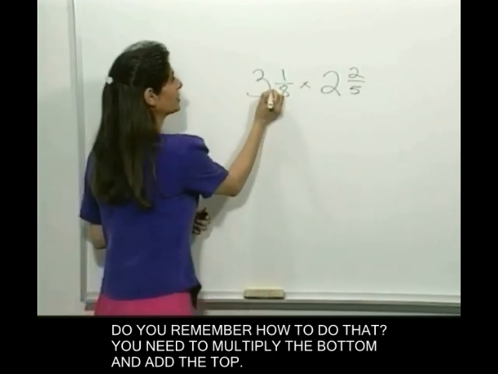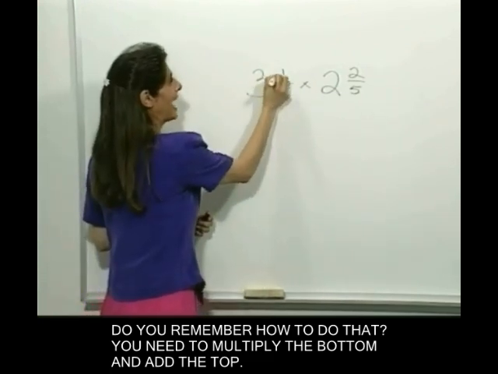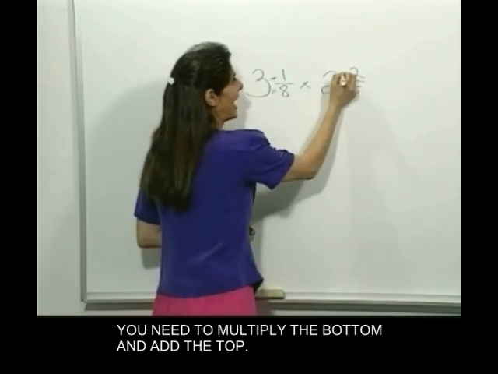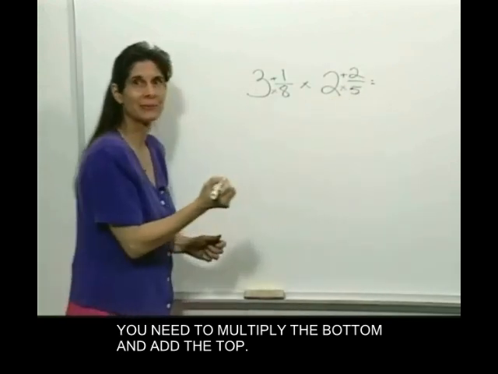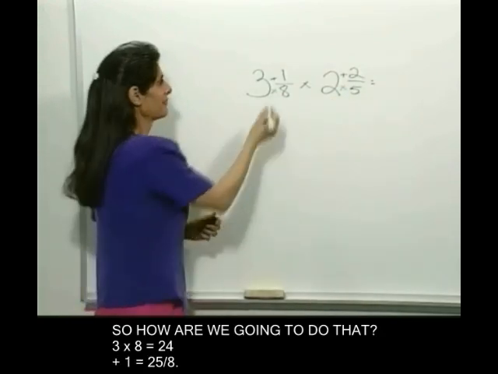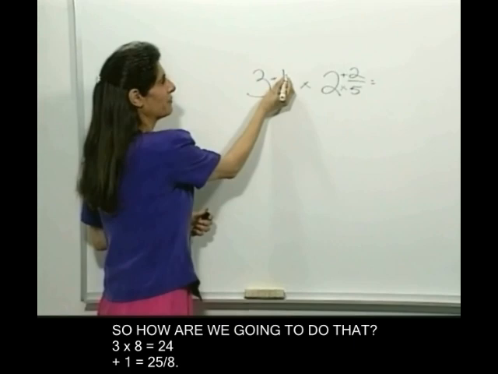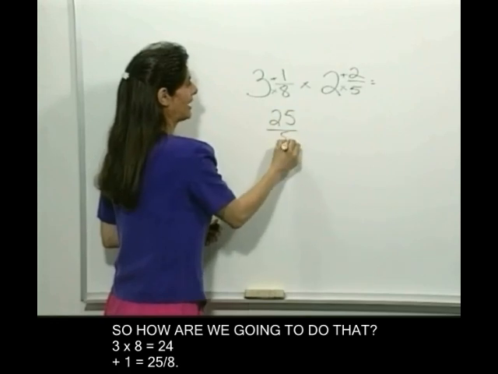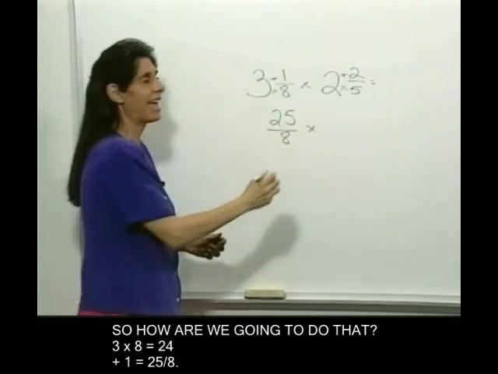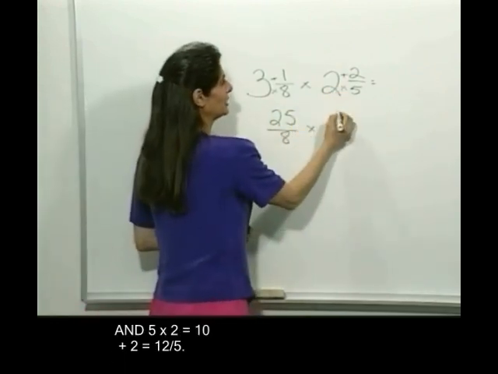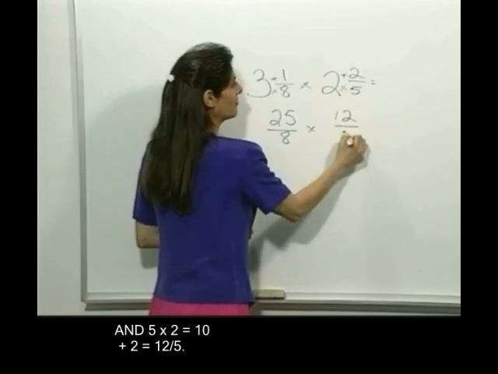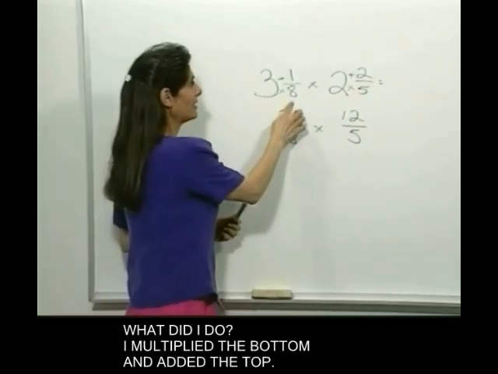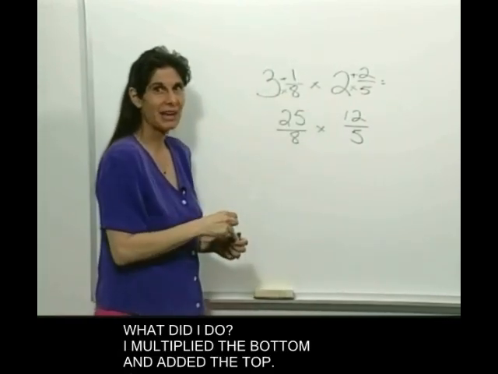You need to multiply the bottom and add the top. So how are we going to do that? 3 times 8 is 24, plus 1 is 25/8. And 5 times 2 is 10, plus 2 is 12/5. What did I do? I multiplied the bottom, added the top.